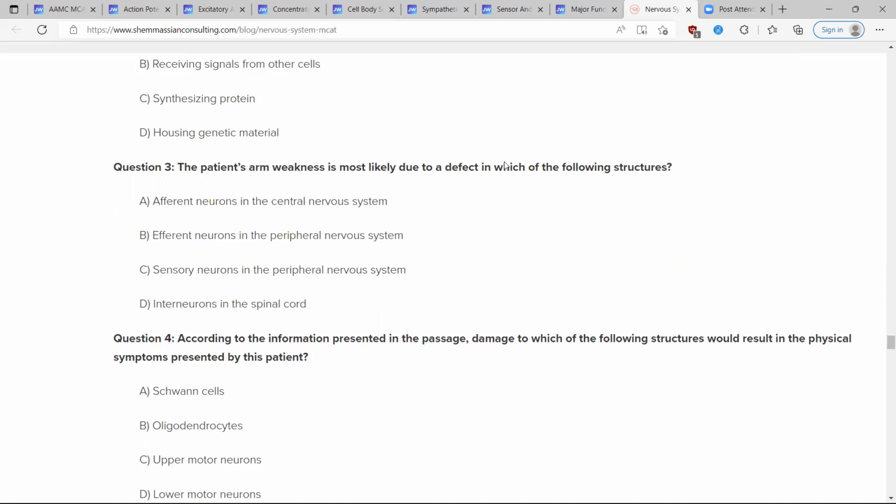So let's remember our mnemonic. Afferent signals arrive, efferent signals exit. Yes, correct. Efferent signals exit out of the CNS.